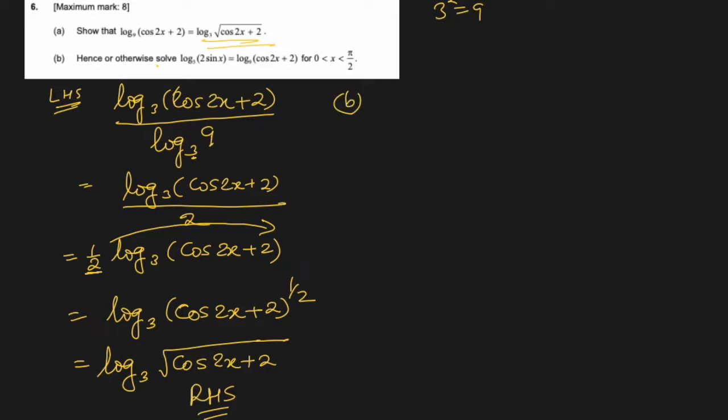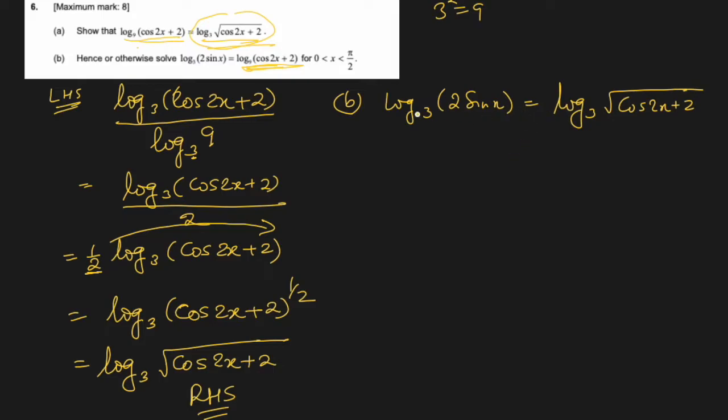It says hence or otherwise solve this. Why otherwise? We'll use the same fact, because this one is an equation now. This is not an identity, okay? This is the left hand side which was here. That means in place of this, we can write what we just got from the A part. So the left hand side of the equation in B part is log base 3 of 2 sine x. Now the right hand side will become what we just got, log base 3 of the square root of cos 2x plus 2.